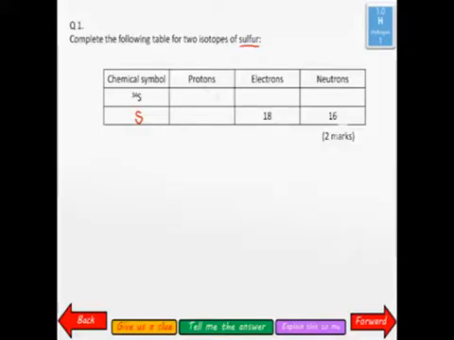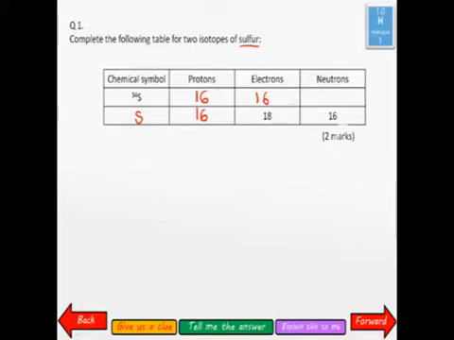So what we can fill in is the number of protons in both, because they're both sulfur, so they're going to have the same number of protons. The number of protons in an element doesn't change, because if the proton number changes, then the element changes. So the proton number is the same. This has got no charge on it, so therefore the number of protons and number of electrons are the same. It's neutral.